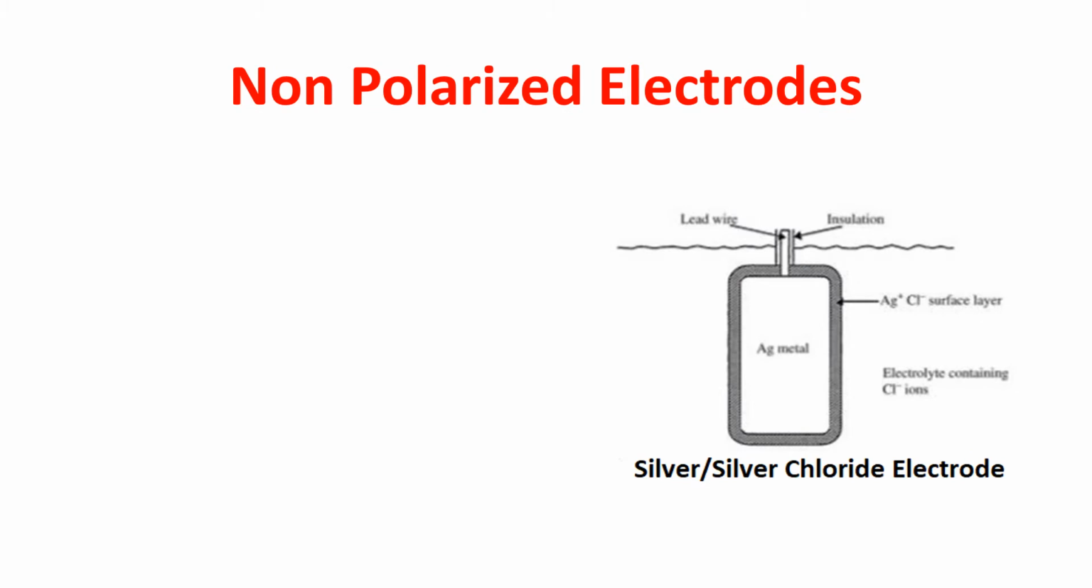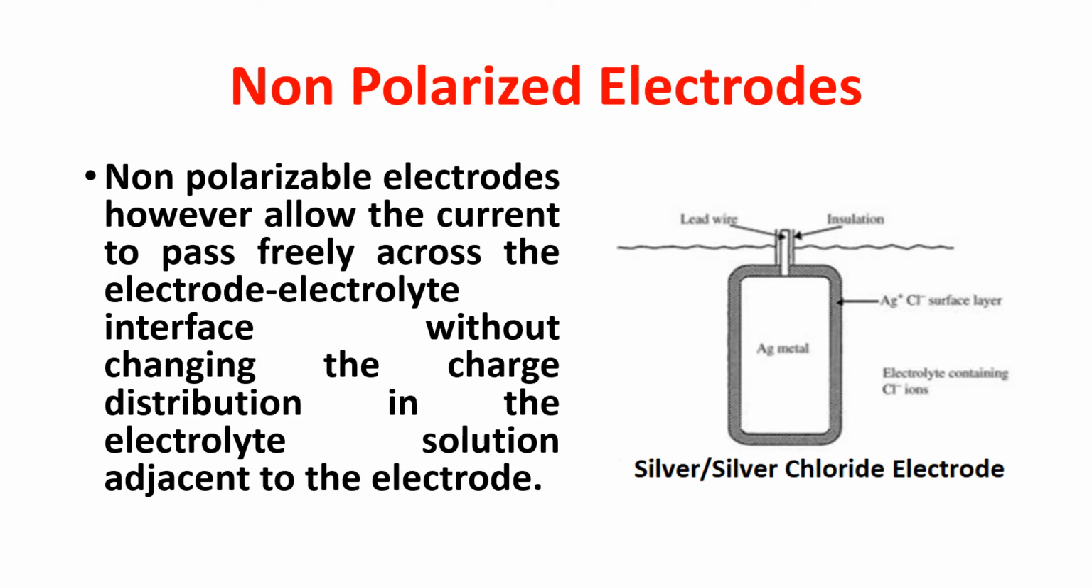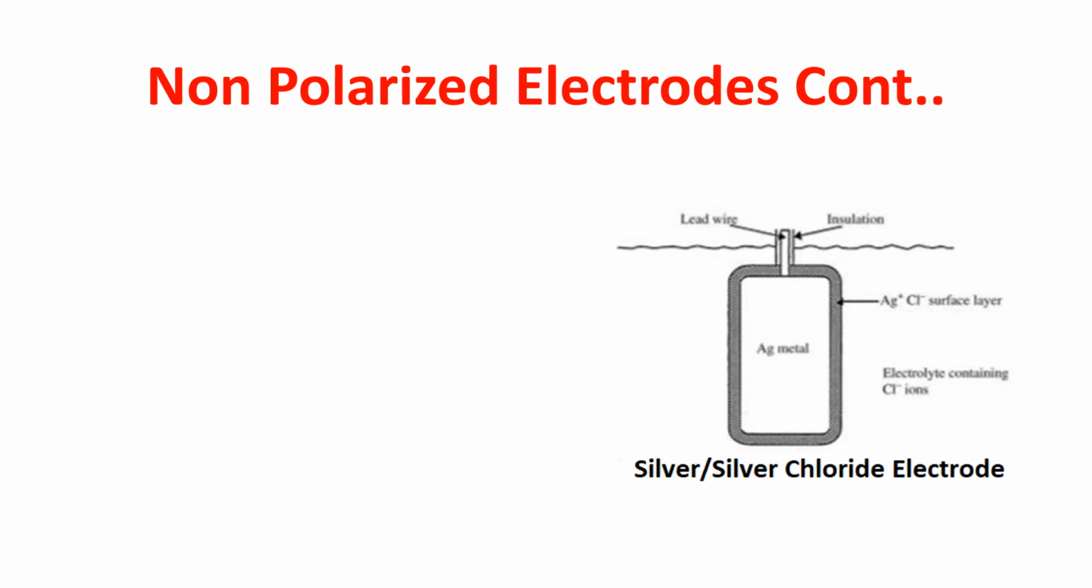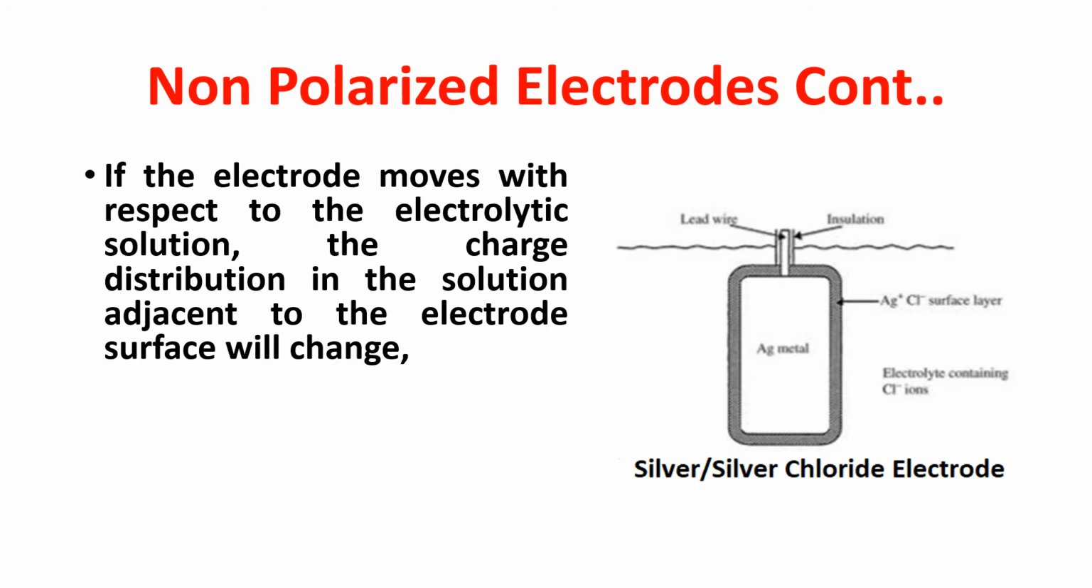Non-polarizable electrodes, however, allow the current to pass freely across the electrode-electrolyte interface without changing the charge distribution in the electrolytic solution adjacent to the electrode. If the electrode moves with respect to the electrolytic solution, the charge distribution in the solution adjacent to the electrode surface will change, and this will induce a voltage change in the electrode that will appear as motion artifact in the measurement.